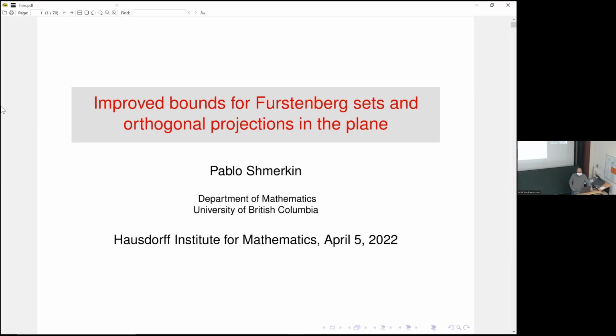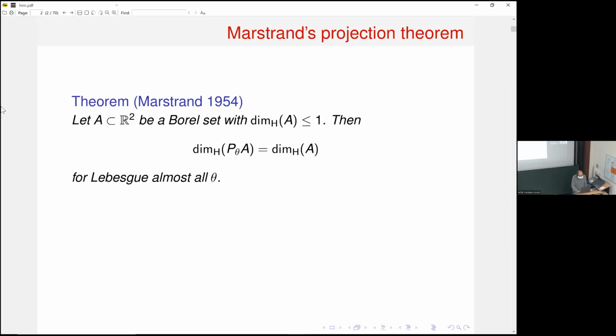It's nice to be here, giving my first in-person talk since January 2020. So I'm going to talk about joint work with Tuomas Orponen, until the last slide at least, more or less. Okay, so this is a diverse audience, so let me start from the beginning.